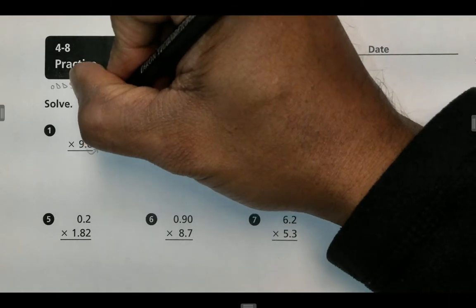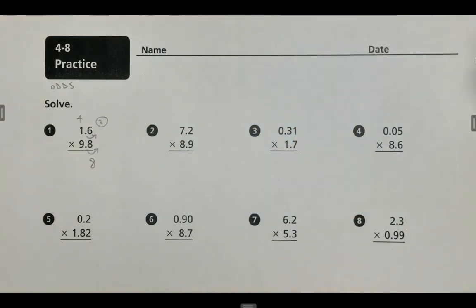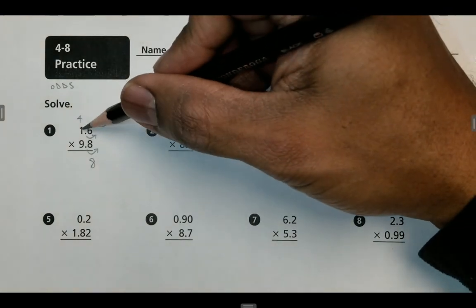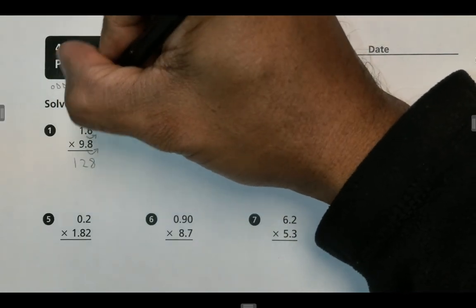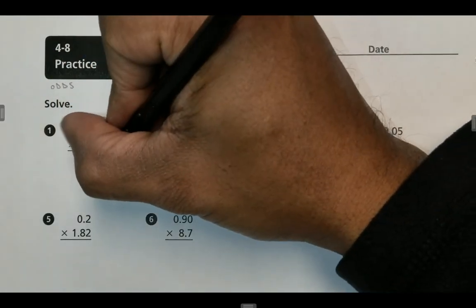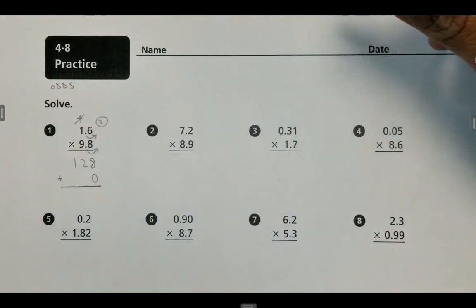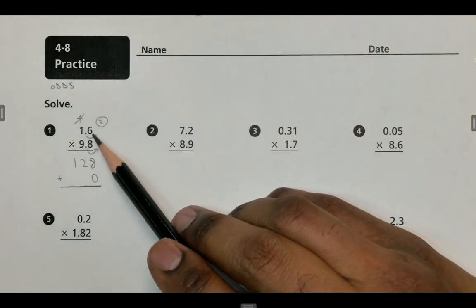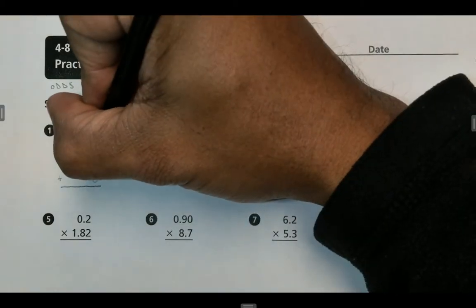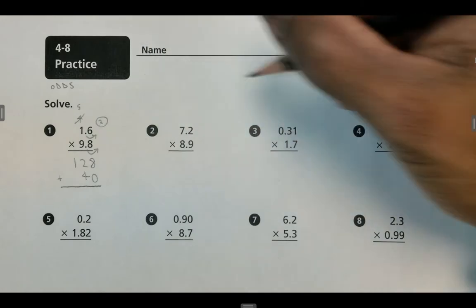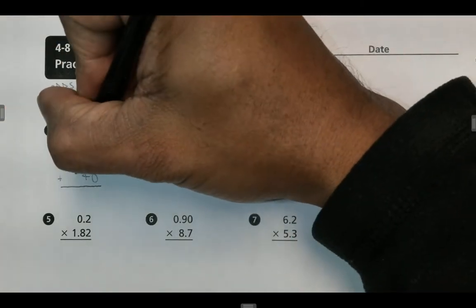First row, 8 times 6 is 48. The 8 comes down, the 4 gets carried. 8 times 1 is 8, plus the 4 is 12. First row is complete. Add my 0 placeholder. Second row, 9 times 6 is 54. 4 comes down. 5 gets carried. 9 times 1 is 9, plus the 5 is 14.